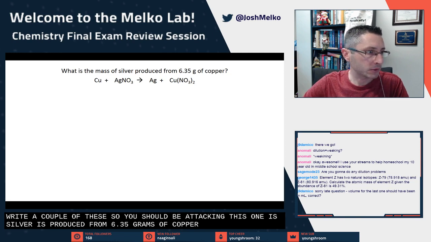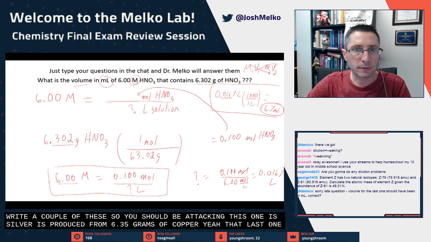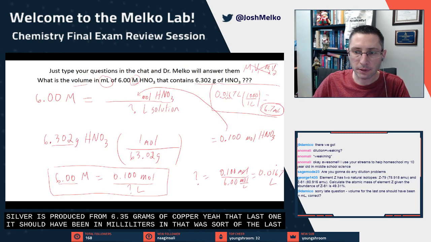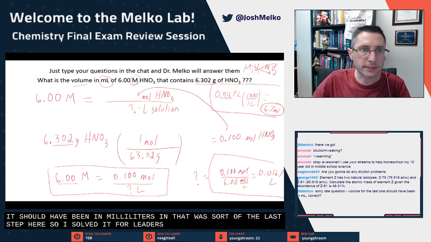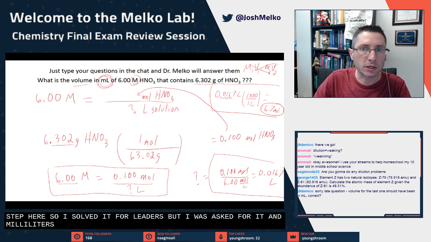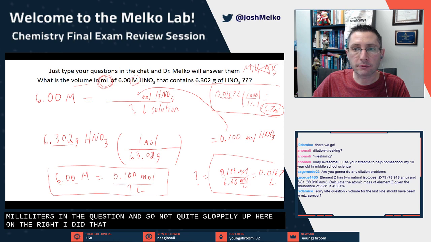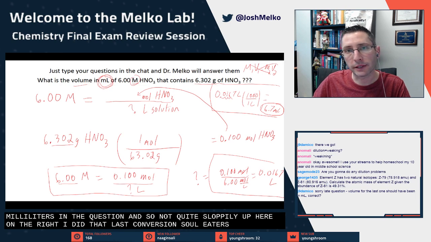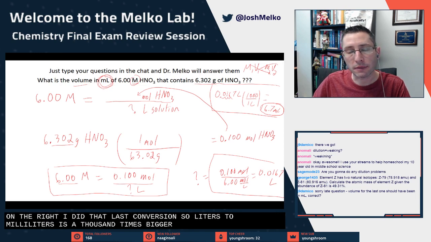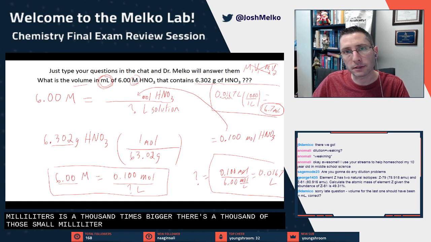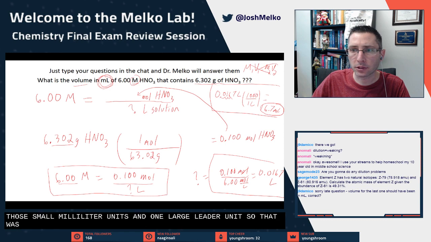Yeah, no problem, Janine. The last one should have been in milliliters, and that was the last step. I'd solved it for liters, but I was asked for it in milliliters in the question. And so quite sloppily up here on the right, I did that last conversion. Liters to milliliters is 1,000 times bigger. There's 1,000 of those small milliliter units in one large liter unit. So that was this conversion that I hastily put up here.